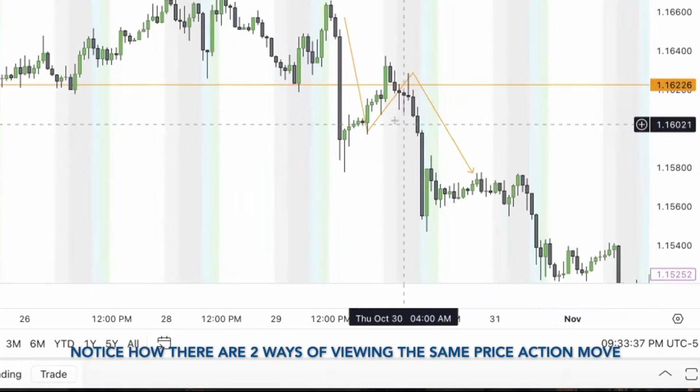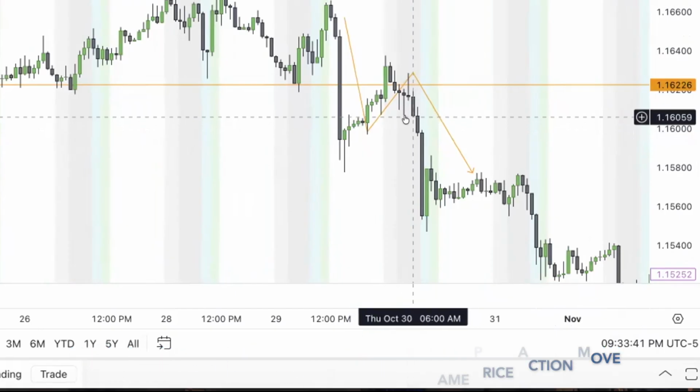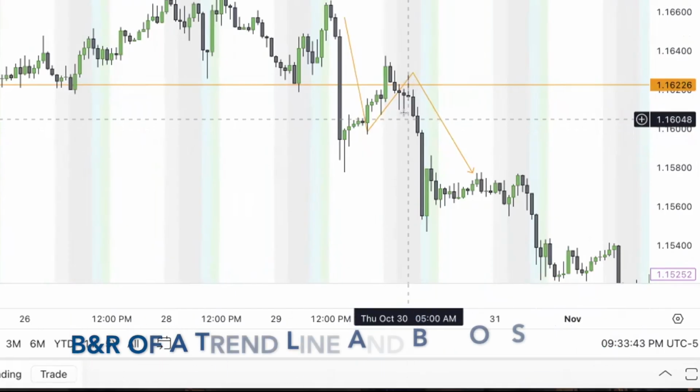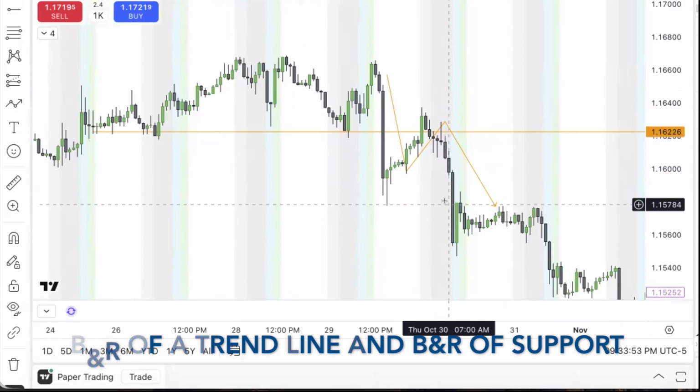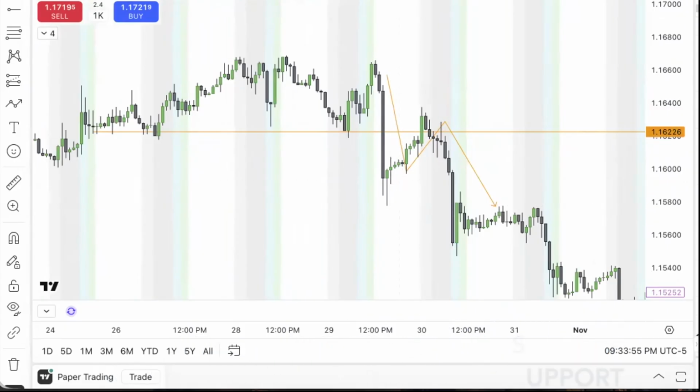So we have a push up, we have our doji candle or a candle of indecision, and then we have an engulfing candle to the downside. And so we could enter this trade at 7 a.m. and we would take it to the next area of support, which would be around in here.